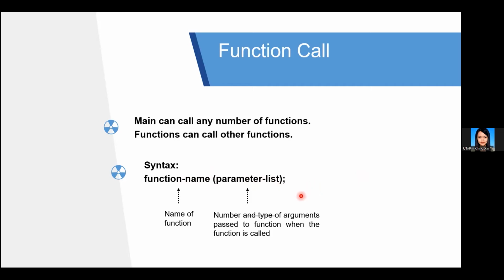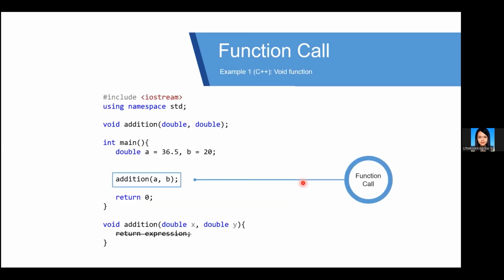Okay, and then there's one thing here, which is that you have to mention what arguments you want to pass down. For example, if we look at the first example here, this is the void function. Remember, for functions, we have the void function, which means the function won't return anything. And then we have the second kind, the value returning function, which means the function will return a value to the function caller.